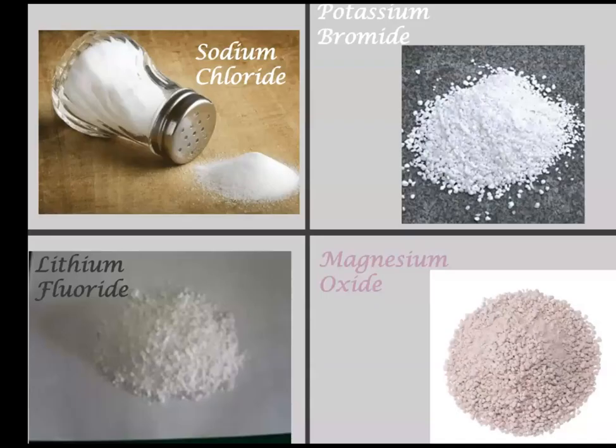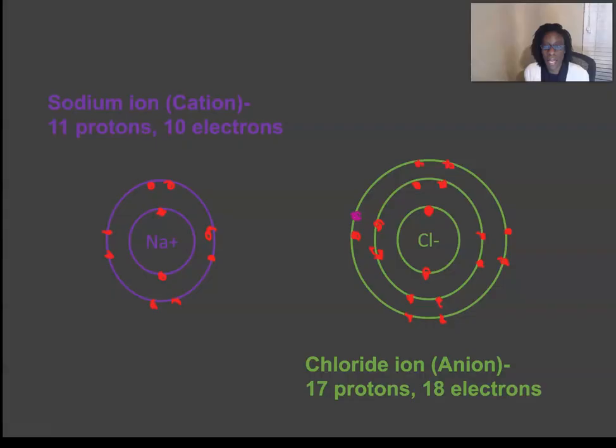So that means sodium chloride is not the only salt that exists. We also have potassium bromide, lithium fluoride, magnesium oxide, and many other salts. If we have a metal and a nonmetal ion coming together in an ionic bond, the compound that results is considered a salt. Now, ions exist as cations, which means that they have a positive charge, or as anions, which means they have a negative charge.